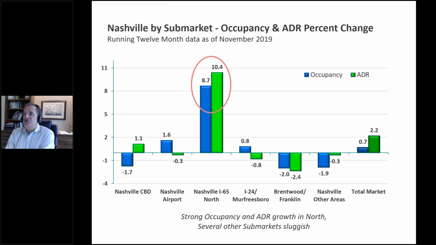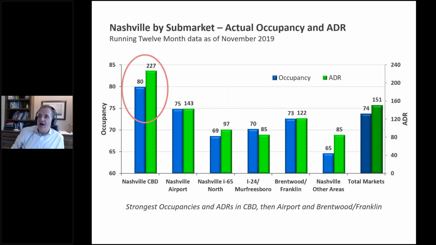Now here's Nashville by submarket with occupancy and ADR data. You'll see the occupancies are generally pretty low, but the outstanding submarket is Nashville I-65 North. You'll notice that has a very high occupancy percent change and a very high ADR percent change. These are the percent changes. Now let's look at the actual values.